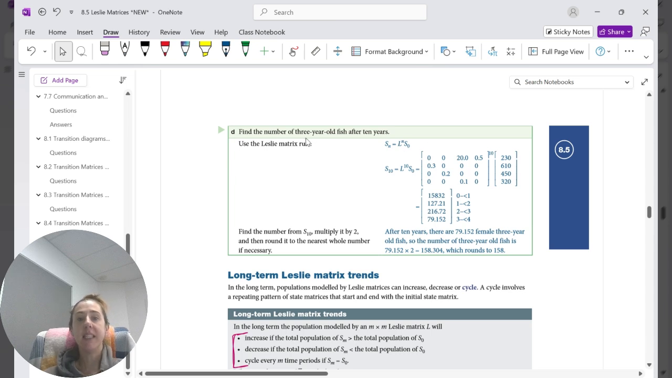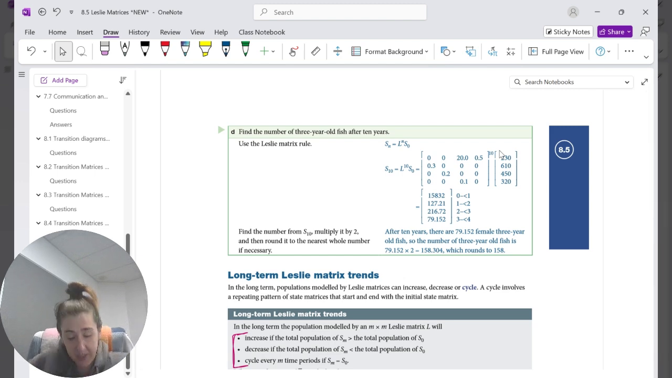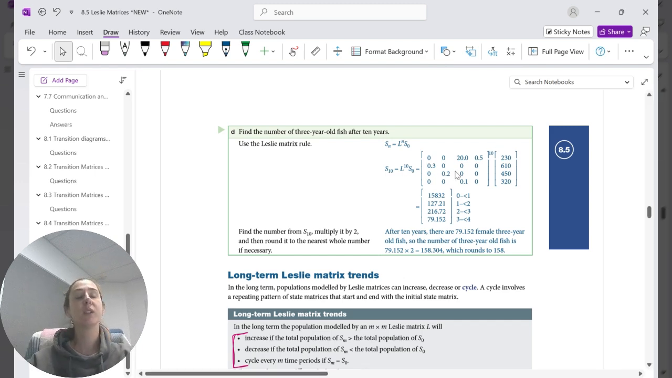In this instance, it's asking us to find the number of 3-year-old fish after 10 years. We absolutely could work through all of the recurrence relationship calculations, but it's going to be a lot quicker for us to just use the rule. So we're going to jump to after 10 years, S10. We're going to raise our Leslie matrix to the power of 10 and multiply it by our initial state.